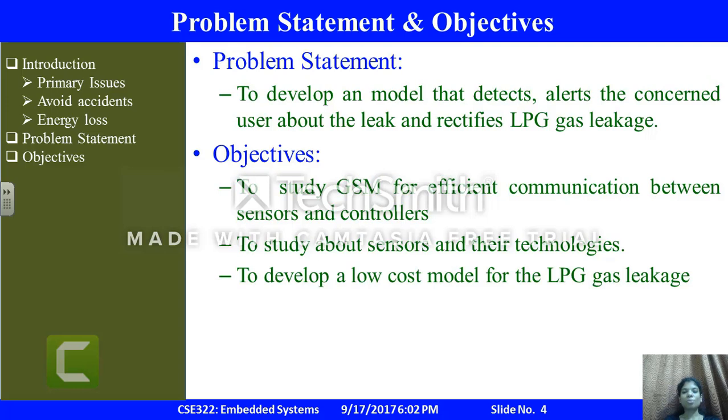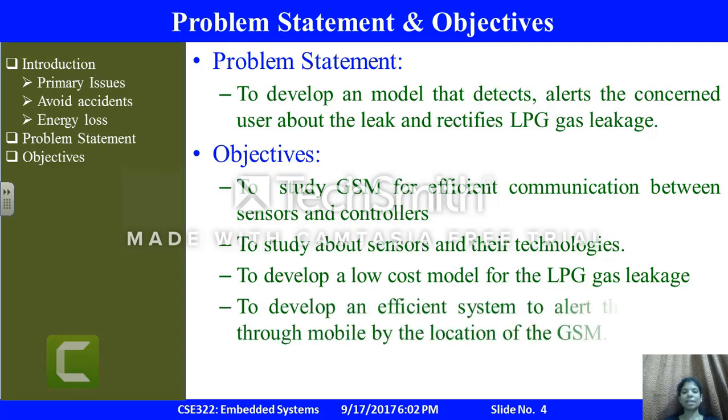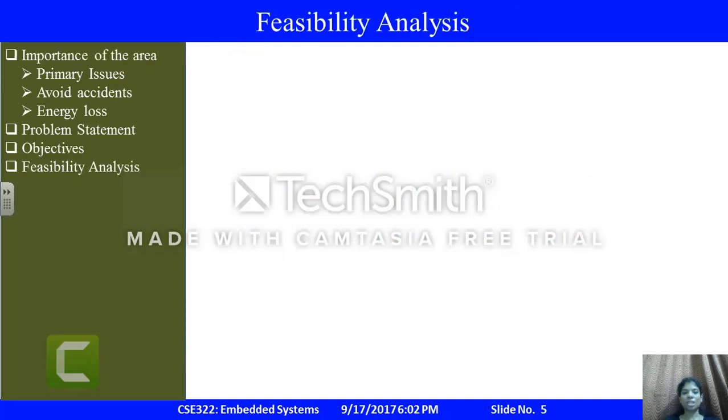Next, to study sensors, that is the MQ6 sensor used for this project, and their technologies. To develop a low cost model, because the existing models are of high cost, so we are using a low cost model for LPG gas leakage. To develop an efficient system to alert the consumer through mobile by the location of GSM.